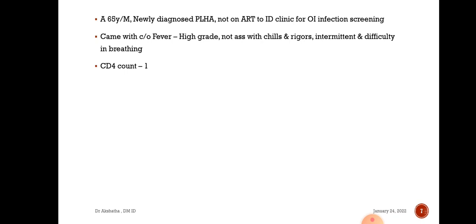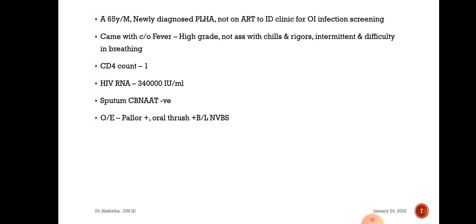He gets the report: CD4 count is 1, just 1, and his HIV RNA is quite high, it is 3,40,000, and sputum CBNAAT was negative, which was done as part of ruling out opportunistic infection. On examination, pallor and oral thrush were present, and chest examination showed bilateral normal vesicular breath sounds. Chest X-ray was done and it was suggestive of interstitial reticular infiltrates.